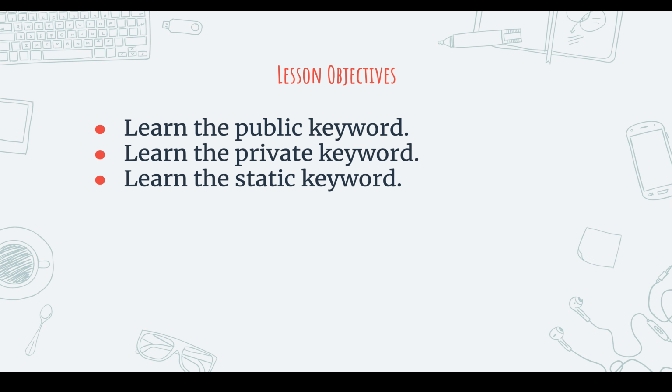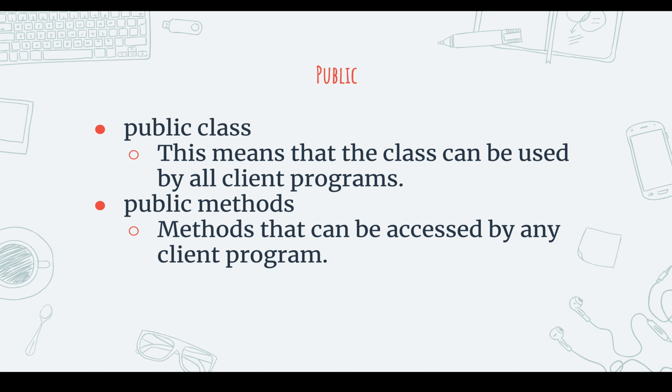So public is literally what it sounds like. A public class means that the class can be used by all client programs, meaning that it can simply be accessed. When we create an instantiation of a class, we do so because it is a public class. We can create that and we can access its methods simply because it's a public class. It can be accessed by other classes.